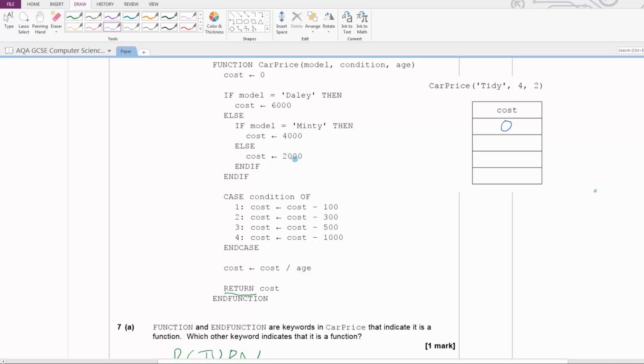Else for cost equals 2,000. So that's the next one. Else just means anything other than these 2 options, and tidy isn't listed as one of these if or else statements, so it's got to be else here.